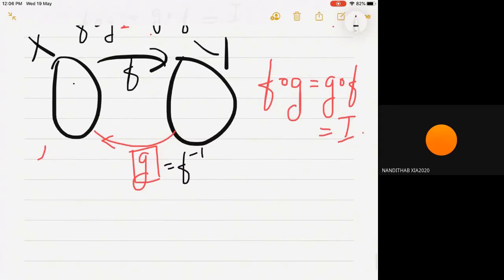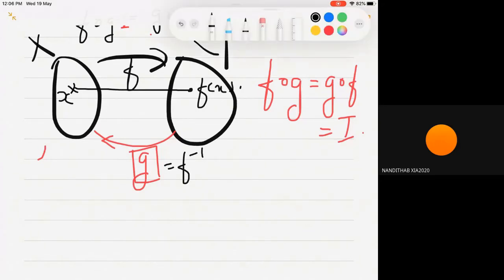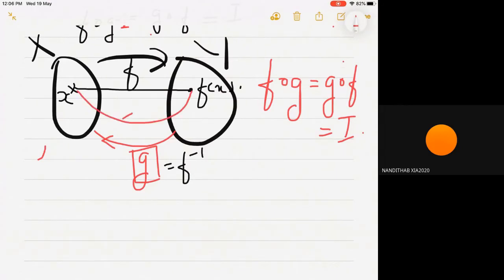So, for example, if you have an x here, we know under the function f, we will have the image as f of x. Now, inverse is another function which is defined from Y to X, from the second set to the first set, such that f∘g equal to g∘f equal to I.